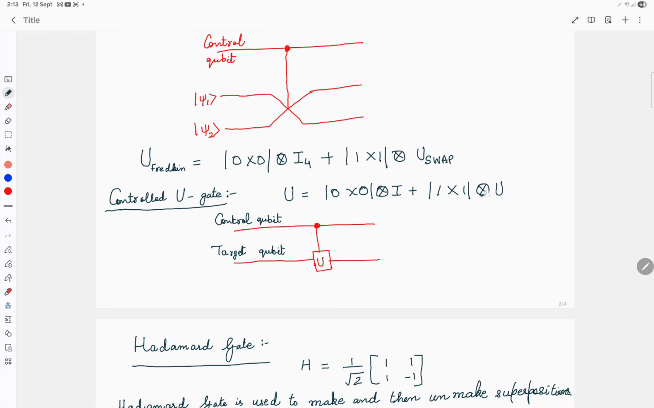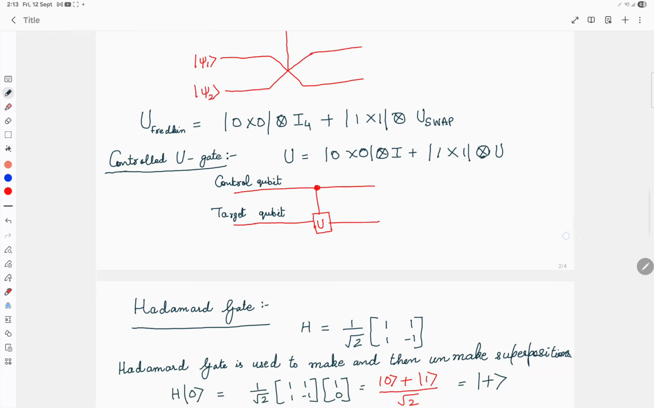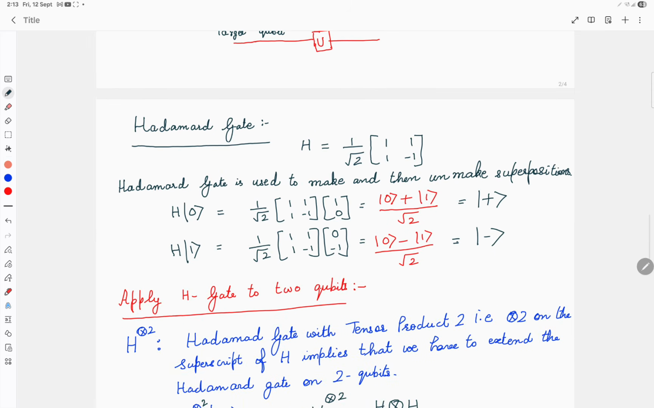That can be done with, that's just an expression of the generalized controlled U gate. The next gate I will talk about is the Hadamard gate. The Hadamard gate is used to make and then unmake superpositions. So the Hadamard gate can be used to generate the equal superposition states of the qubits.